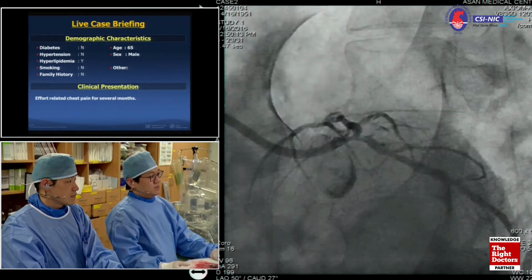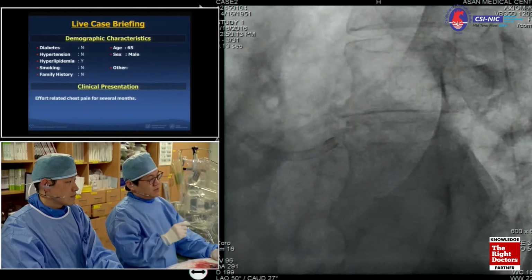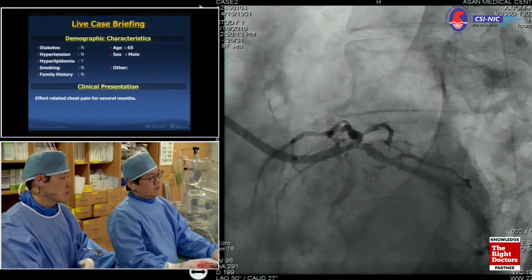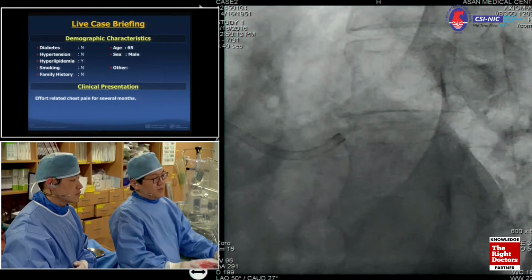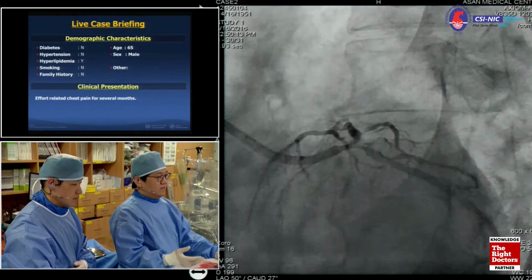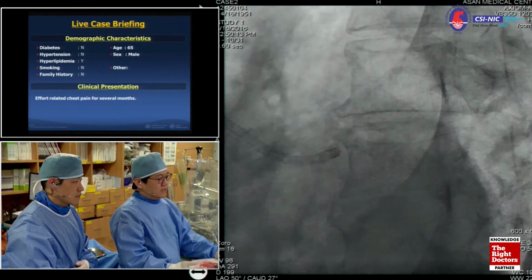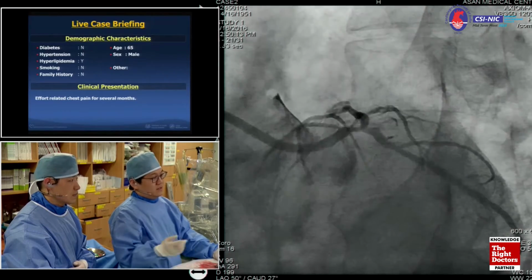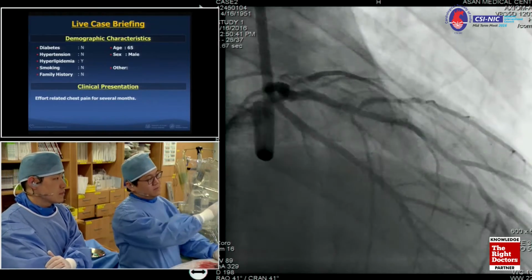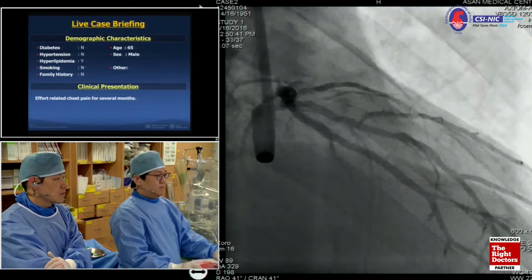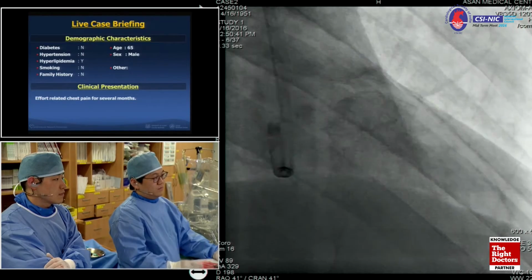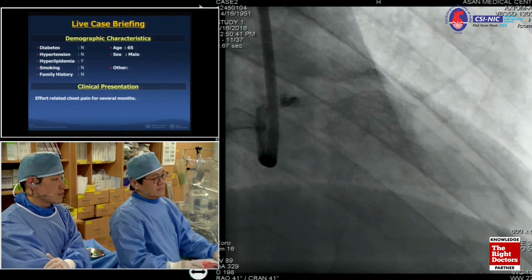Next, this is the spider view. Left main ostium and shaft lesion, and angiographically it may involve the distal bifurcation. Angiographically, the left circumflex ostium status is not definite, so we need further evaluation using IVUS. And next, this is the cranial view, basically very diffuse LAD disease, but we think above the second diagonal branch there is angiographically a good landing zone for the distal stent edge.